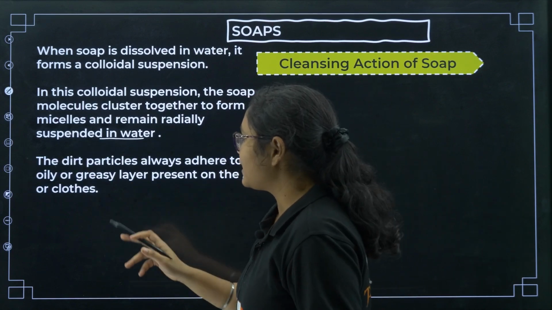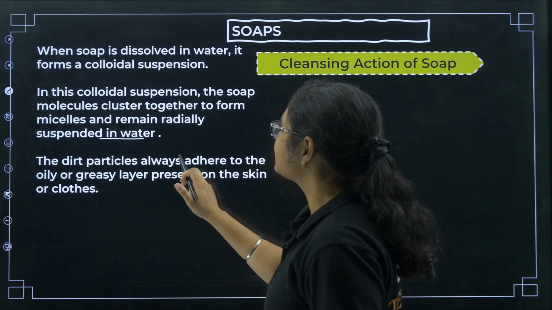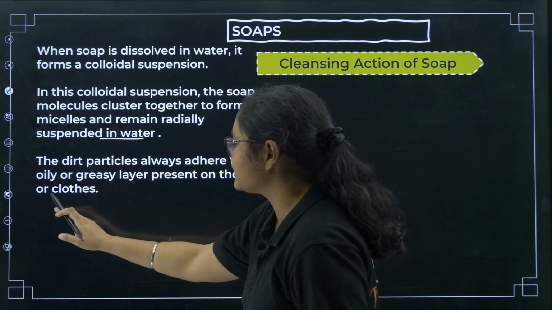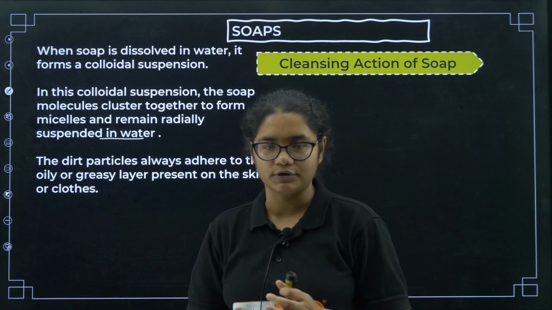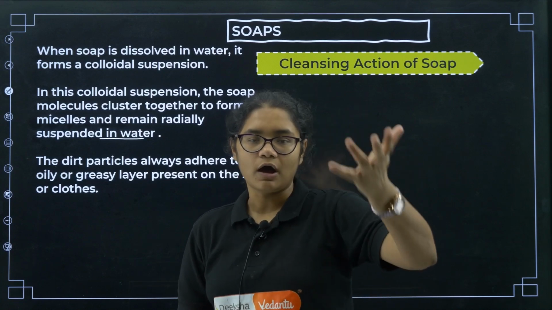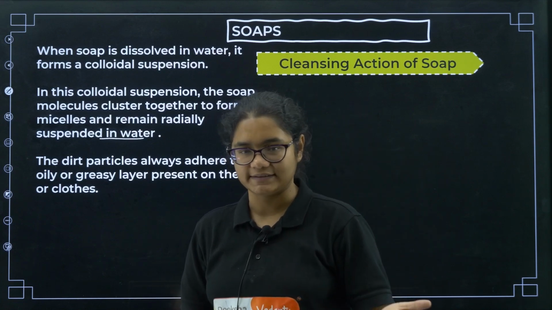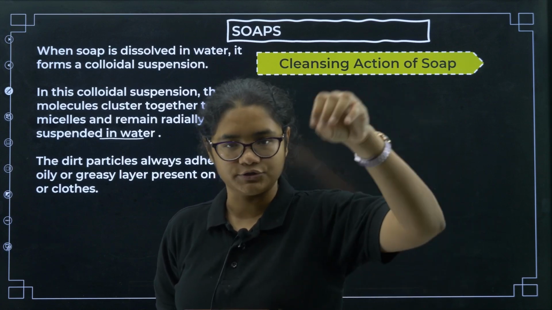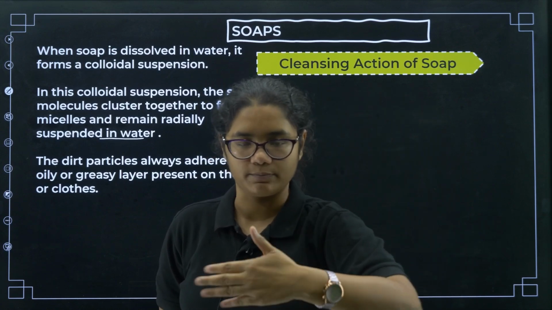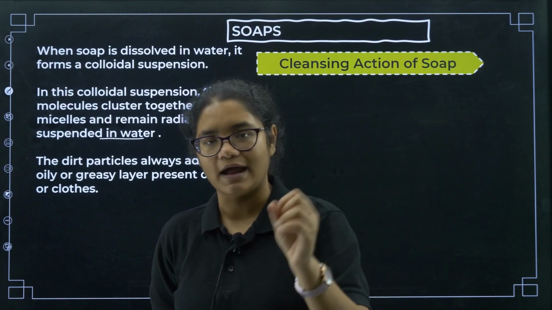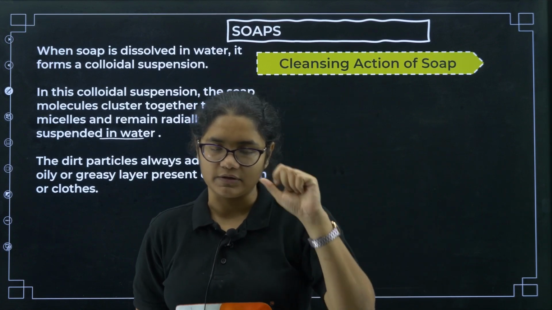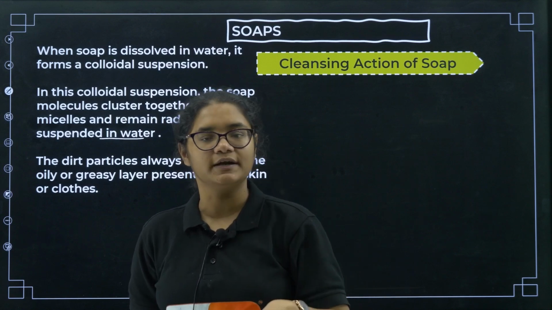Next what happens? The dirt particles always adhere to the oily or greasy layer present on the skin or clothes. So how do you clean your dresses? You take a bucket of water. First you add the soap into it, you prepare the solution, and then you add clothes in that, right? So in this solution already the micelles are present. Now the clothes are dipped into this.